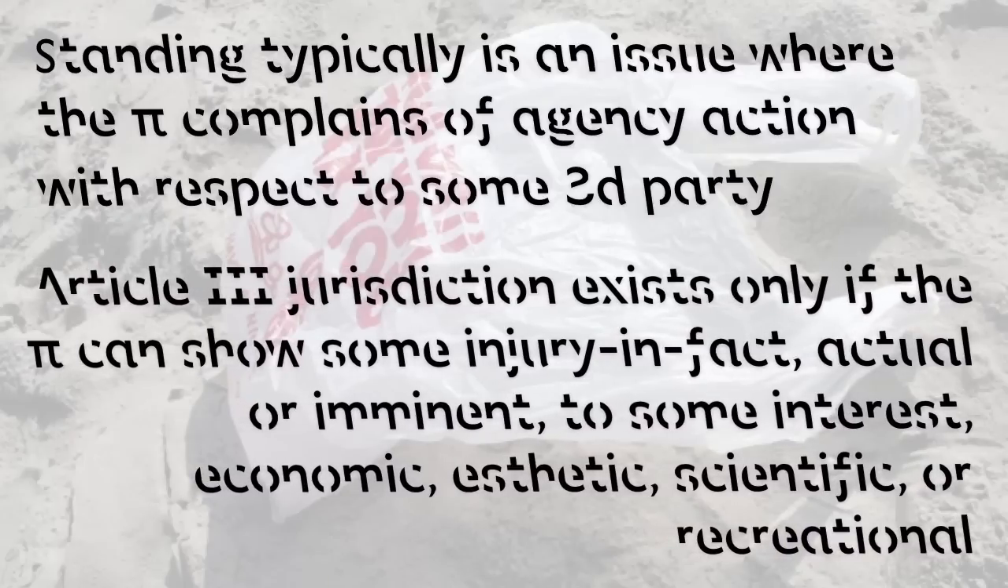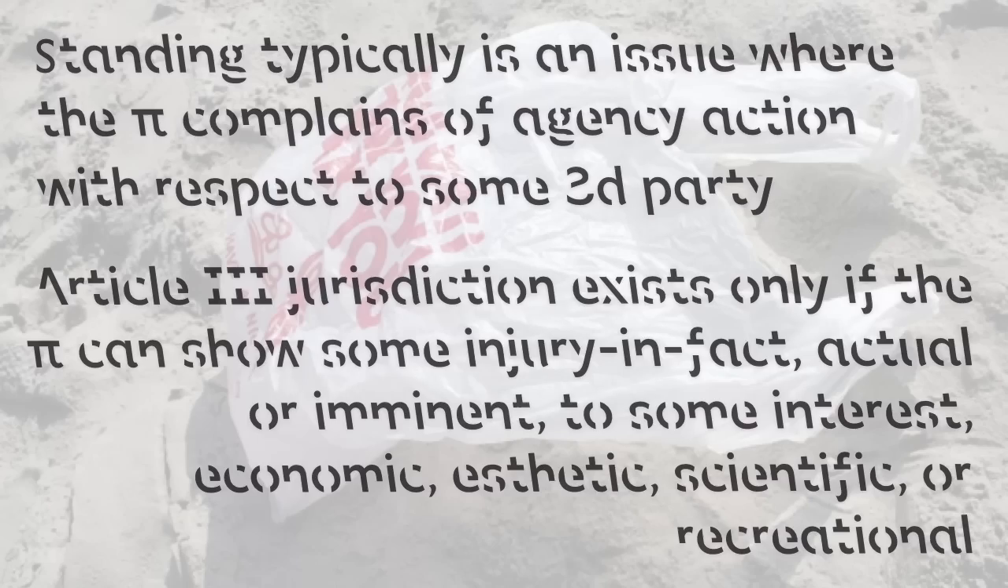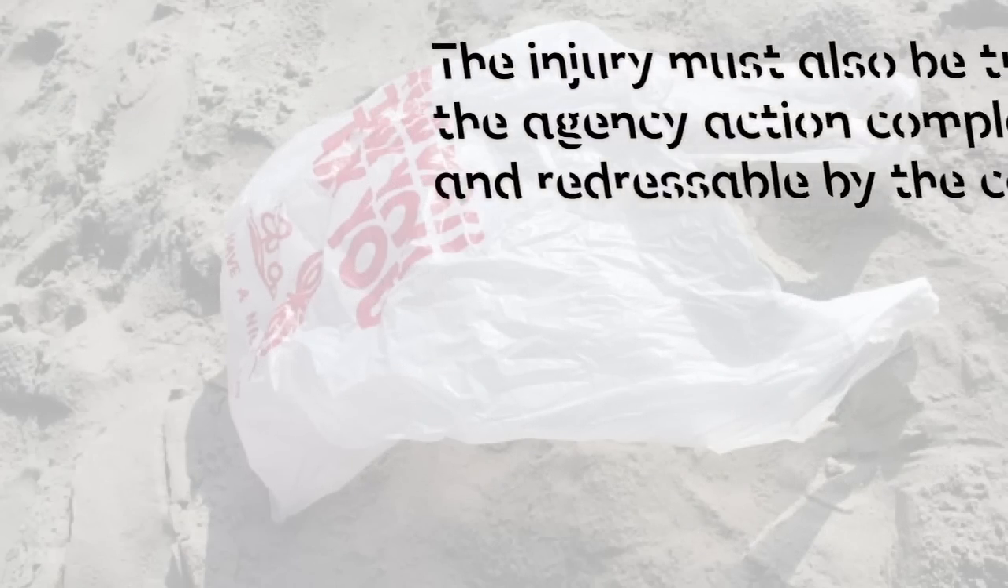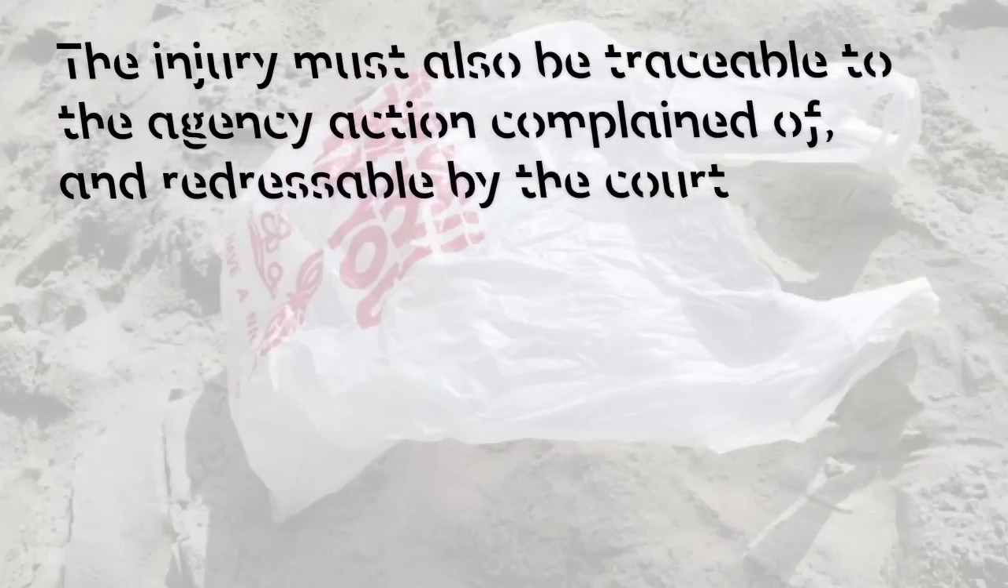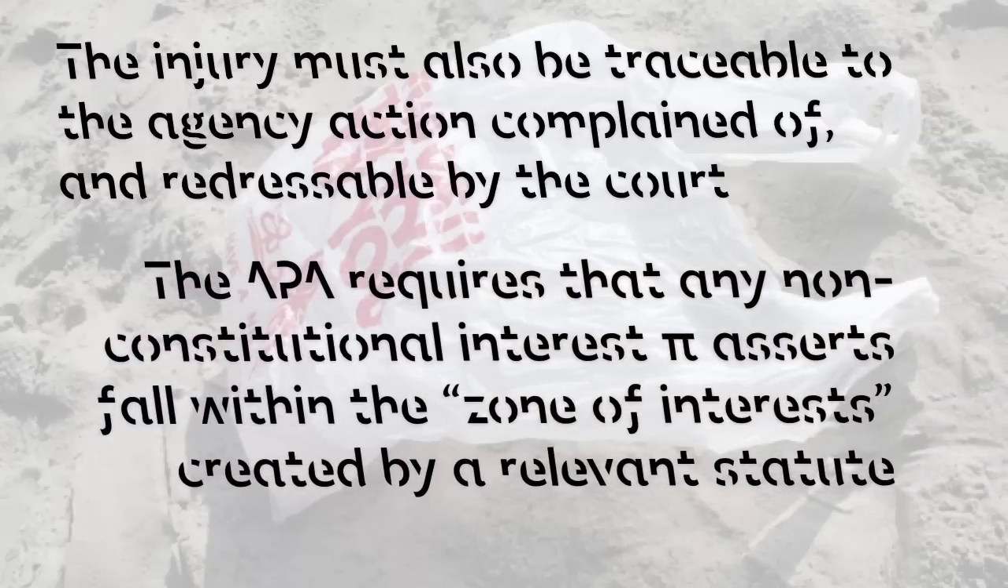Article III jurisdiction exists only if the plaintiff can show some injury in fact, actual or imminent, to some interest: economic, aesthetic, scientific, or recreational. The injury must also be traceable to the agency action complained of and redressable by the court. The APA requires that any non-constitutional interest the plaintiff asserts must fall within the zone of interests created by a relevant statute.